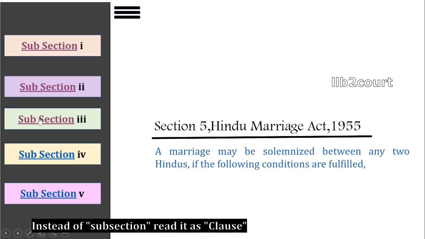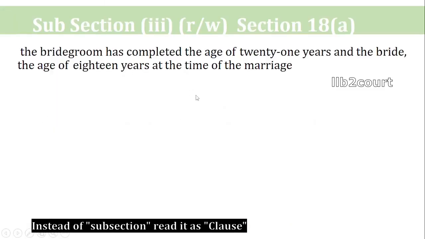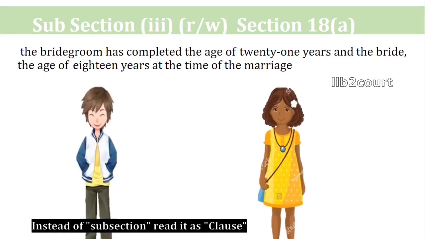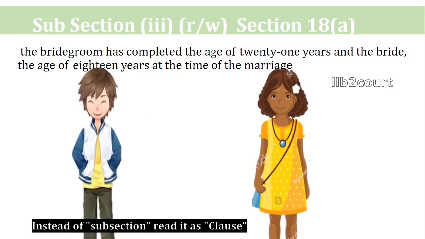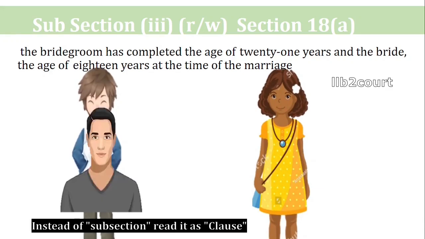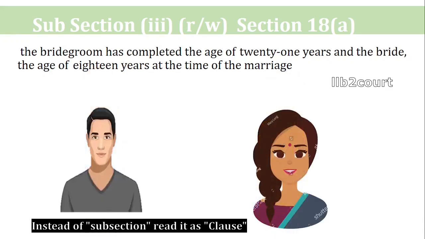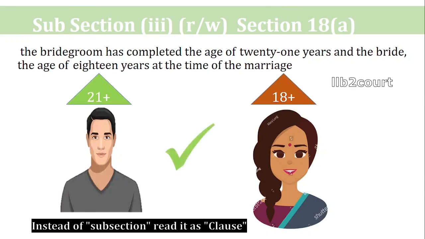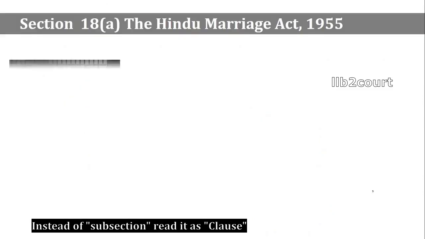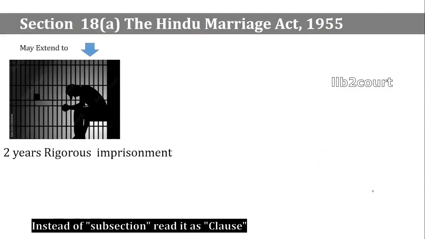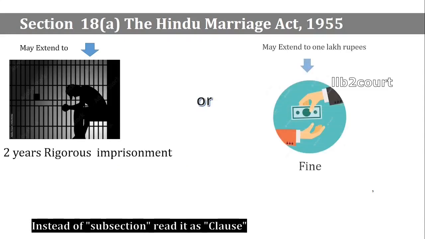Next, we will see the third condition in subsection 3. It has to be read along with section 18A. Section 18A is the punishment section. Subsection 3 tells about the age of bridegroom and bride. Bridegroom should have completed 21 years and bride should have completed at least 18 years for the valid marriage. If anyone violates this provision, he will undergo imprisonment which may extend to 2 years rigorous imprisonment, or fine which may extend to 1 lakh rupees, or both imprisonment and fine.